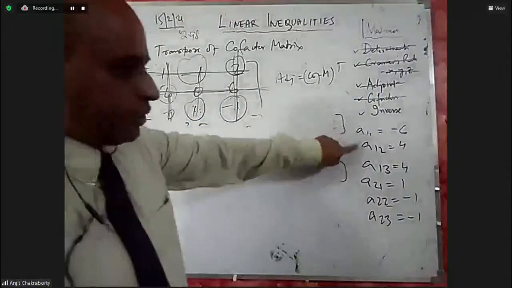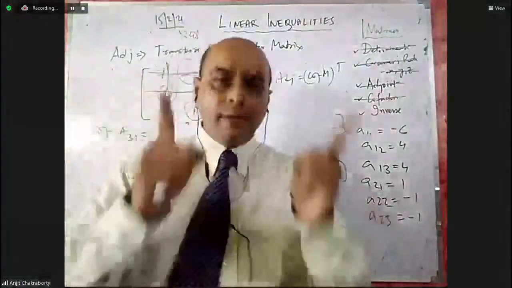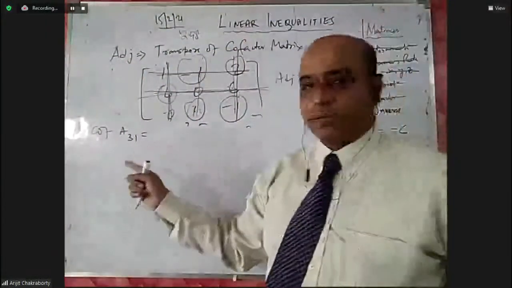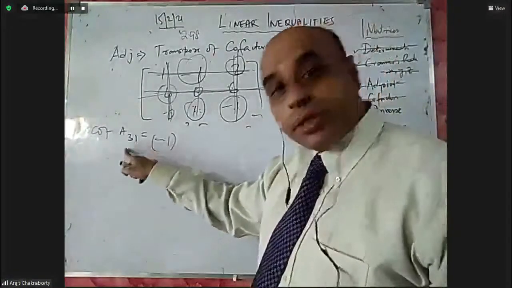Okay, so now I will take cofactor A31. We have got 11, 12, 13, 21, 22, 23. We are left with 31, 32, 33. So now I'm taking up cofactor A31, formula being -1 to the power 3 plus 1.